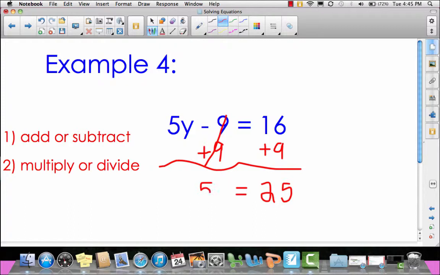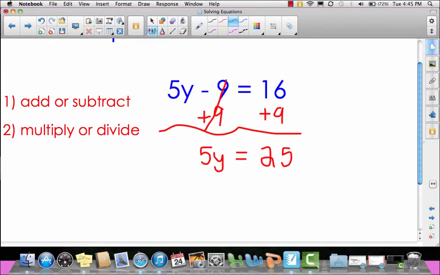Now I have to keep in mind I'm not finished yet. This is a two-step equation, which means I have to take 2 steps to solve. And I know that because if I look, y is not yet by itself. So now I have this 5 to get rid of. 5 is being multiplied by y. I'm going to divide by 5. That cancels out and leaves me with 1y, or just y. Whatever I do on the left, I have to do on the right, so I will also divide this side by 5. And 25 divided by 5 is 5.